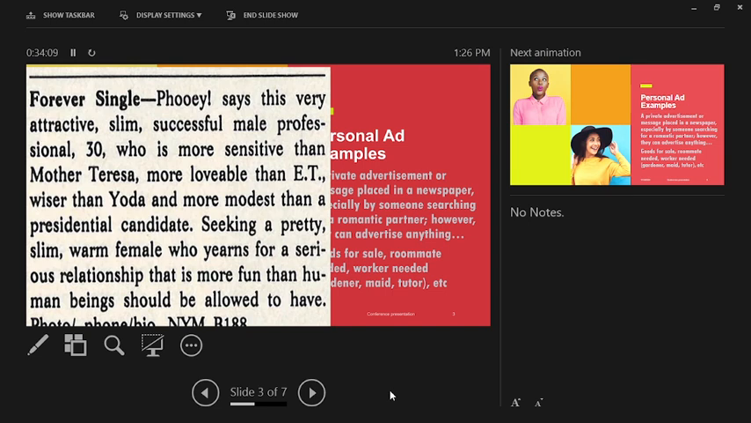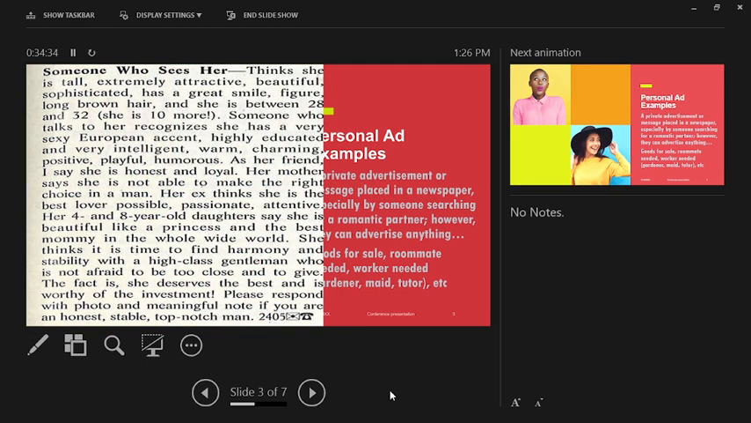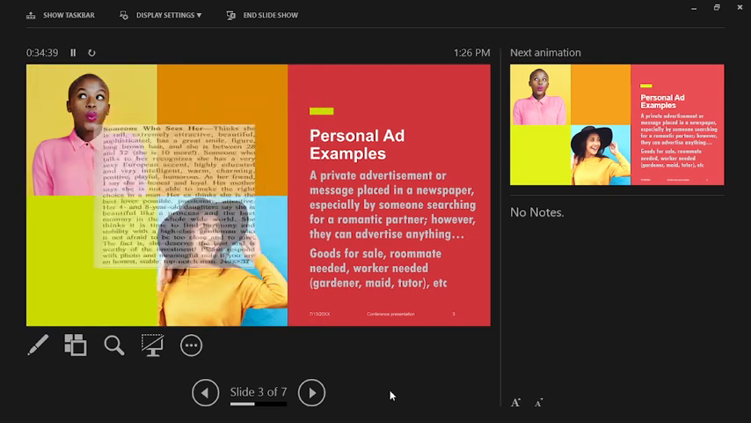Fui says this very attractive, slim, successful male professional, 30, who is more sensitive than Mother Teresa, more lovable than E.T., wiser than Yoda, and more modest than a presidential candidate. He doesn't know the presidential candidates today. Seeking a pretty, slim, warm female who yearns for a serious relationship that is more fun than human beings should be allowed to have. That's a little cheesy. This one's long. We're not going to read through all this. Her ex thinks she's the best lover possible, passionate, attentive, yada.